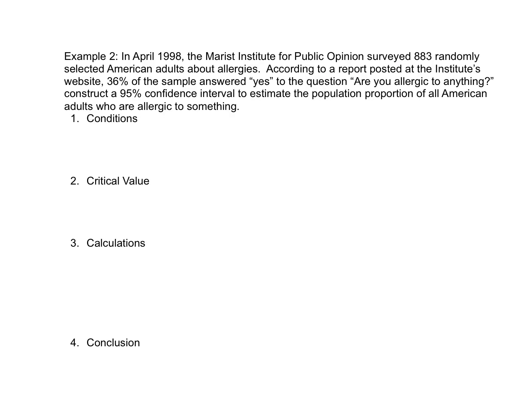Okay, so in April 1998, the Marist Institute for Public Opinion surveyed 883 randomly selected American adults about allergies. According to a report posted at the Institute's website, 36% of the sample answered yes to the question, are you allergic to anything? Construct a 95% confidence interval to estimate the population proportion of all American adults who are allergic to something. So, first of all, are the conditions met? Is it random? Yes.